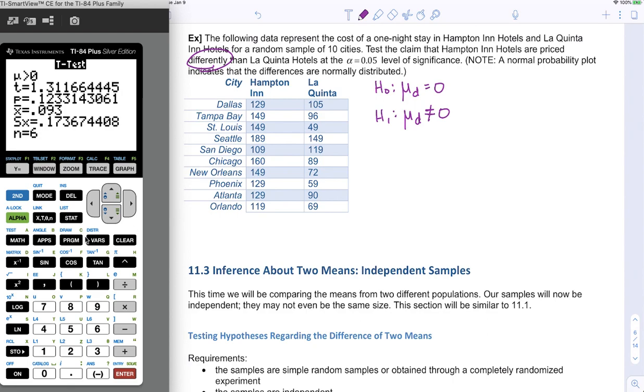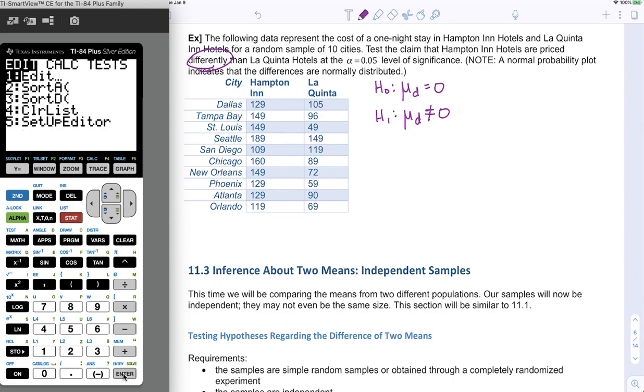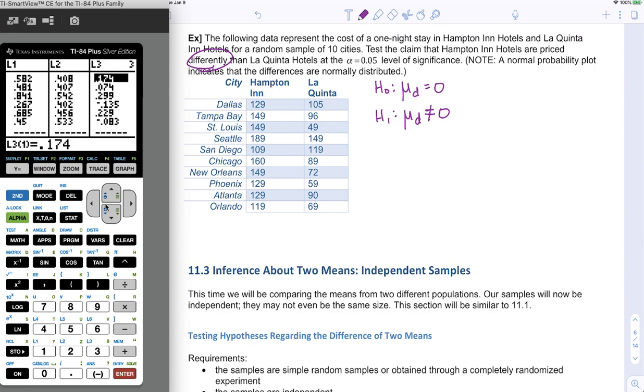So let's go ahead and type in the prices into our lists. And I'm going to just type over what I have here. So I'll put the Hampton Inn prices in list 1: 129, 149, 149, 189, 109, 160, 149, 129, 129, 119. Okay, same for list 2.